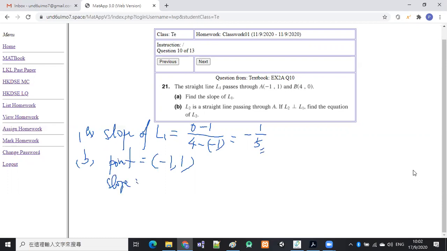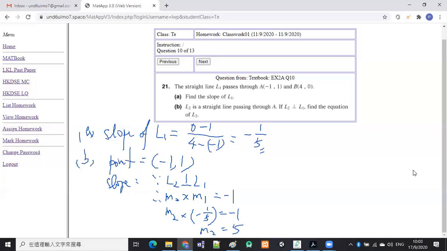it is not given directly by the question, but it is given that L2 is perpendicular to L1. Because L2 is perpendicular to L1, therefore, we know that the product of their slopes should be equal to -1. And the slope of L1 has been found to be -1/5. So we just put this number into our equation and do the calculation. So I think M2 should be equal to +5.